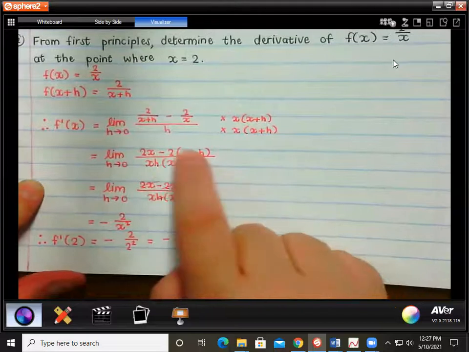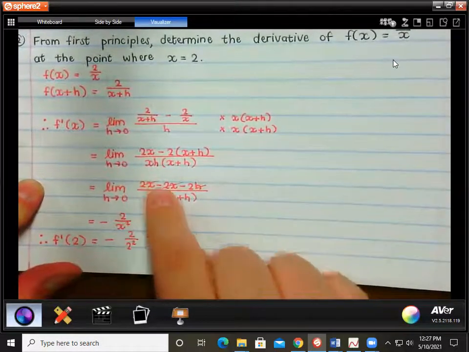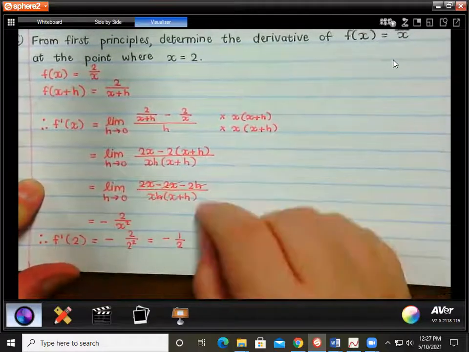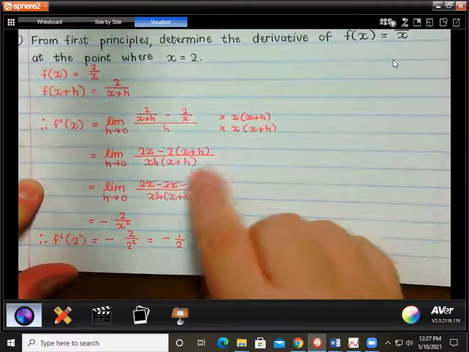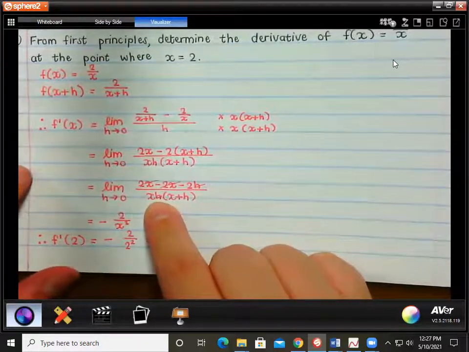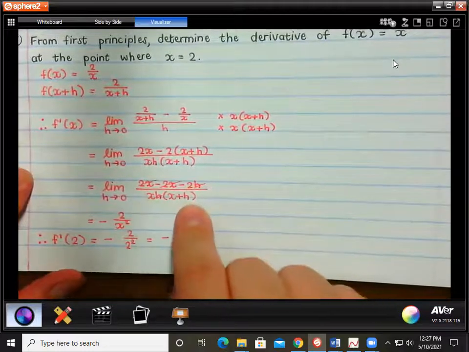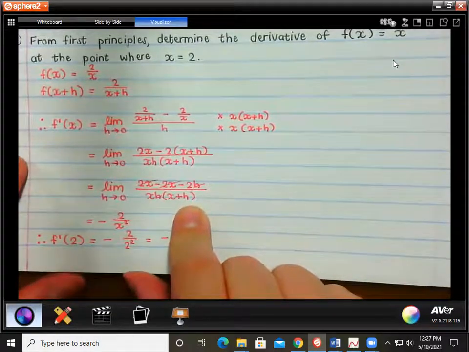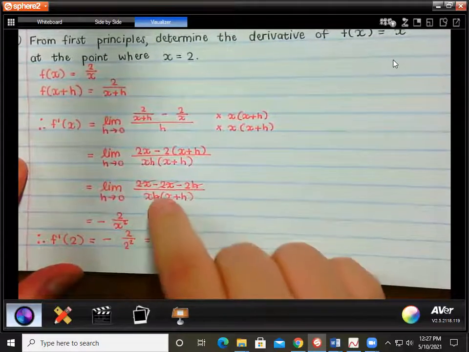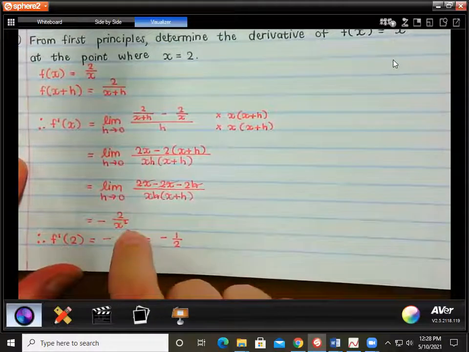All right, then I just multiplied the negative 2 into the bracket. Then we see 2x minus 2x is 0. And then we'll just have negative 2h at the top. So those h's can cancel out. So I would be left with only negative 2 at the top and x times x plus h at the bottom. Then if you make that h 0, you're just going to have x squared at the bottom. So negative 2 over x squared.